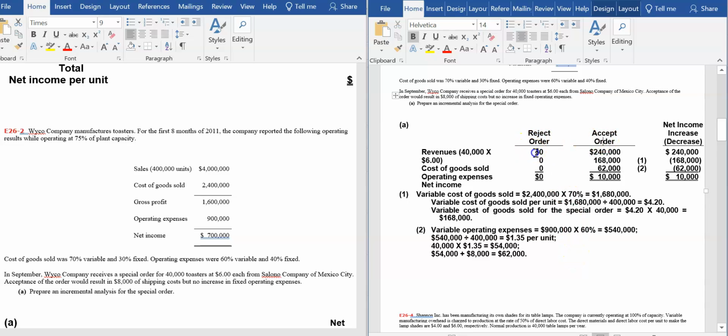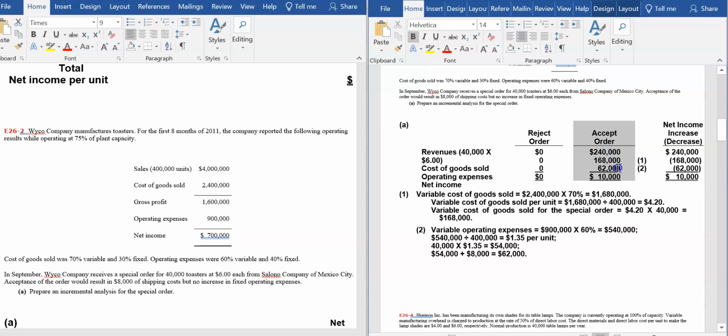If they reject the order, no impact on income. If they accept the order, a $10,000 increase to income. They would choose from a financial standpoint to accept the order because it increases their overall profitability. Quantitatively, it adds to profits. Now let's talk qualitative.